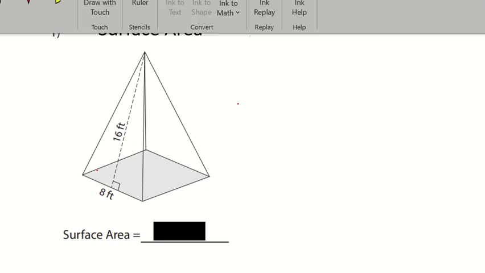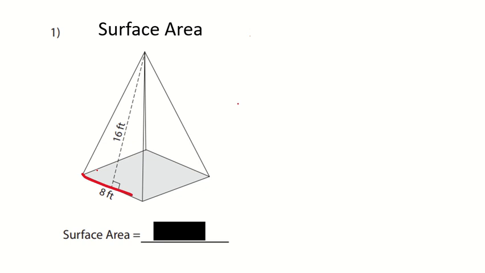Okay, so let's start with the base. Because it is a square, that means the length and the width are the same. So we can just simply say 8 times 8, and that gives us our area of 64 feet square for the base. I'm just going to write down my areas right there.